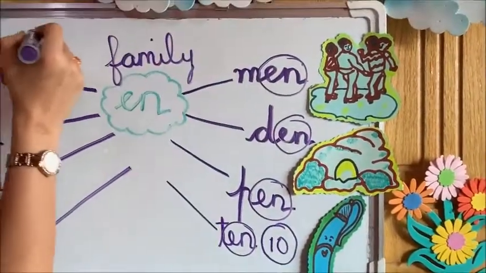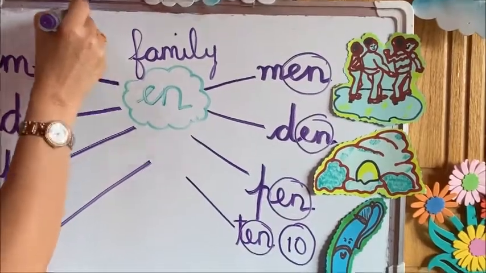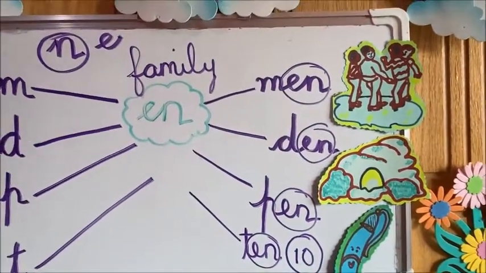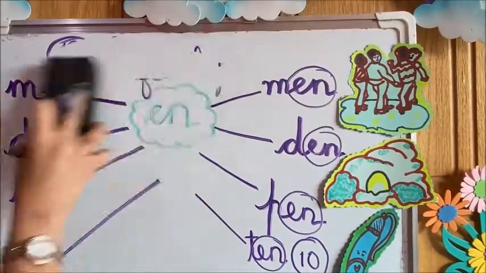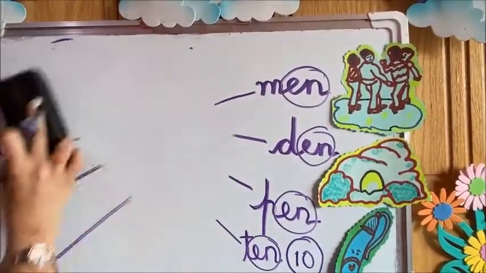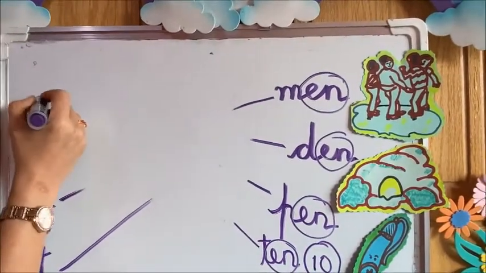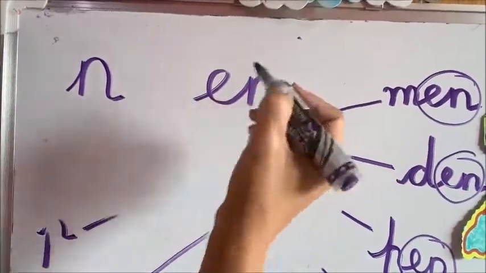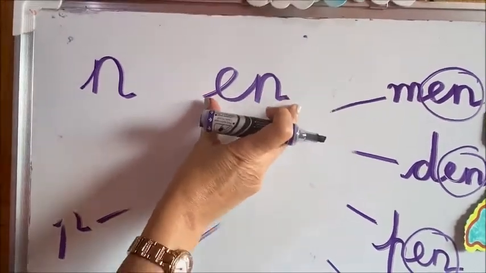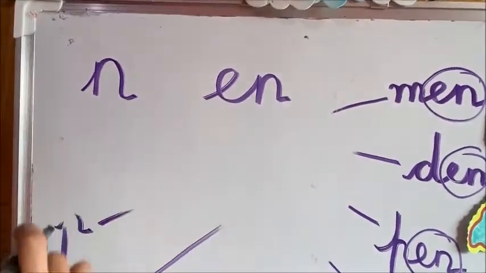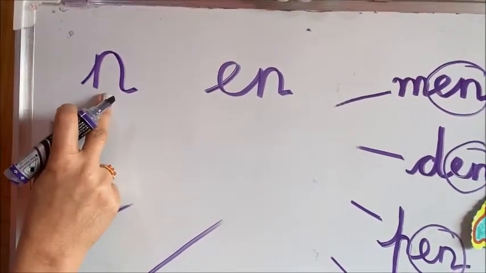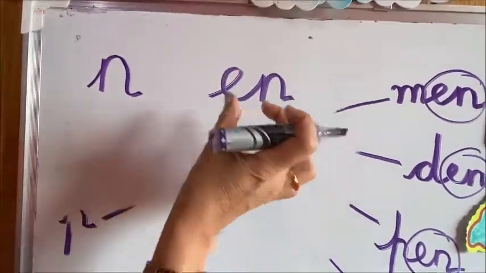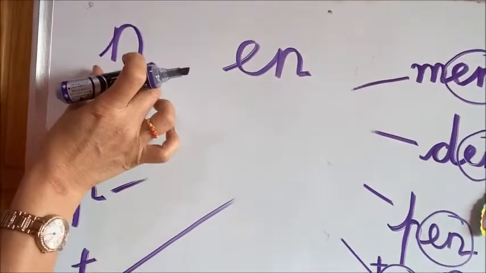So don't get confused, this is the letter N and this is, let me rub and write for you. See children, this is the letter N. But this is also N. But this is not the letter, this is the sound A, na, N. This is the letter N. The sound of this N is only na. But the sound is A, na, N. And this is the letter N.